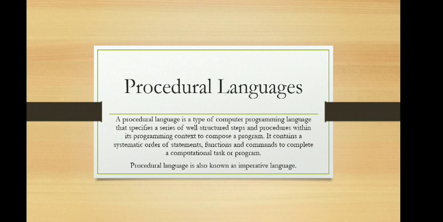A procedural language is a type of computer programming language that specifies a series of well-structured steps and procedures within its programming context to compose a program. It contains a systematic order of statements, functions, and commands to complete a computational task or program. Procedural language is also known as imperative language.